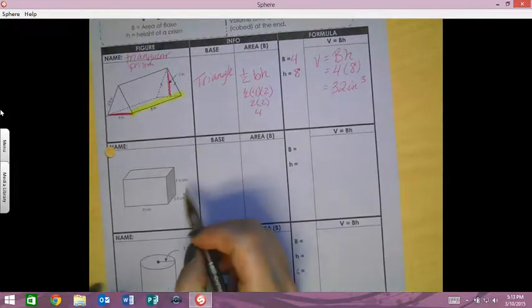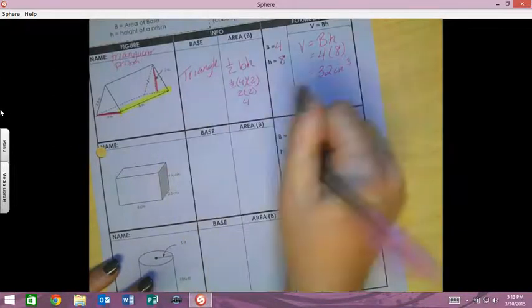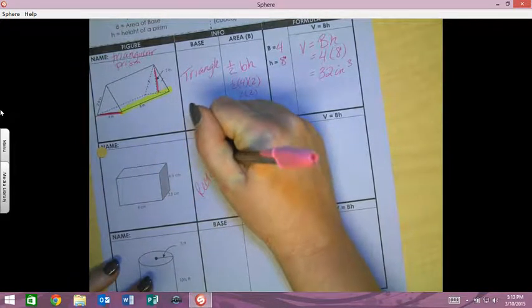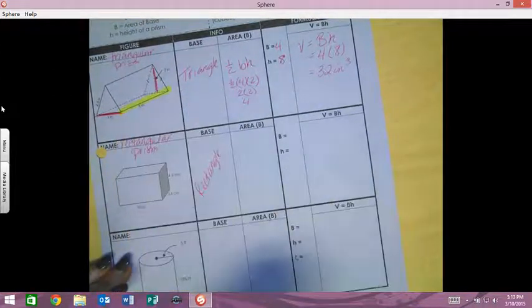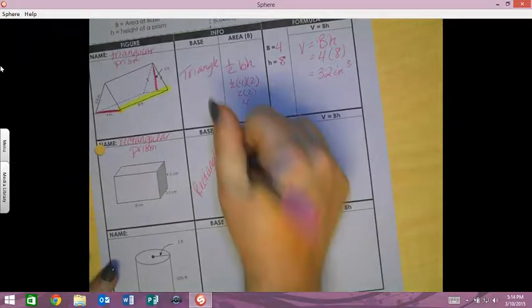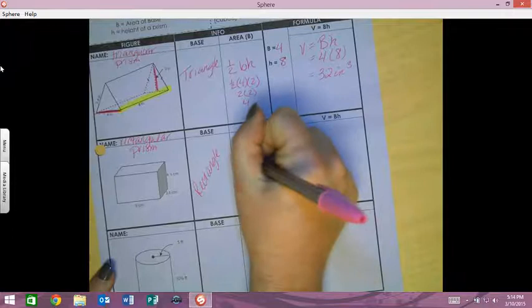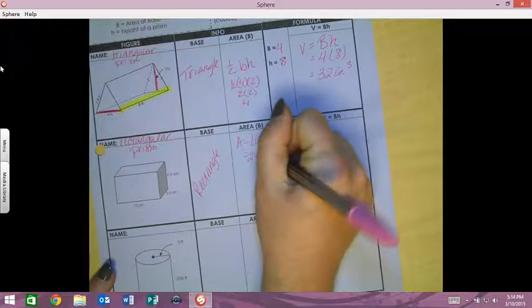So now this time, here's our base. They've shaded it for us. Our base is going to be a rectangle. So since our base is a rectangle, we have a rectangular prism. So rectangular prism is your name. So how do we find the area of a rectangle? Well, our area equals length times width. So our length is going to be 2.5, and our width is going to be 4.5.